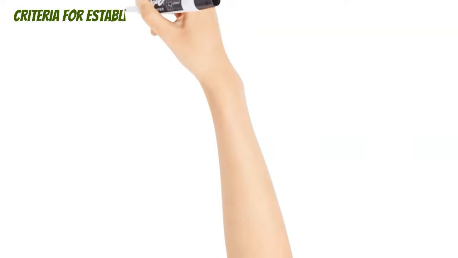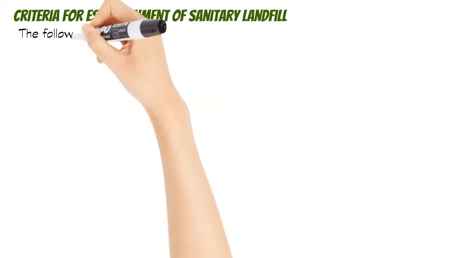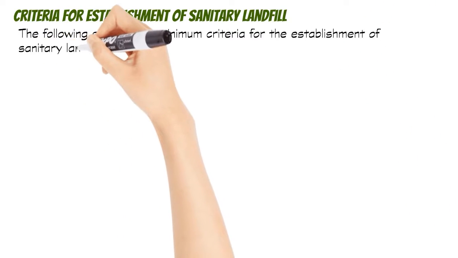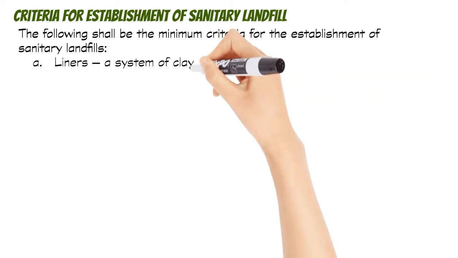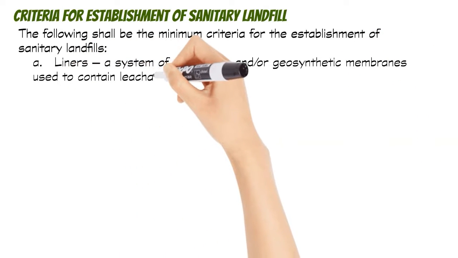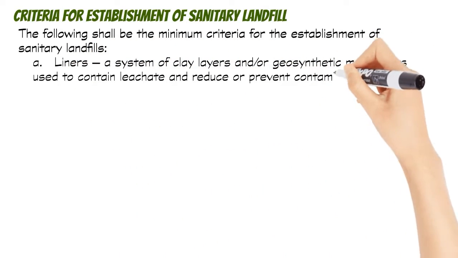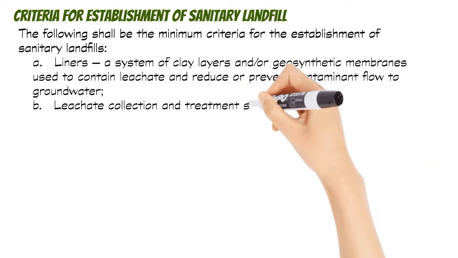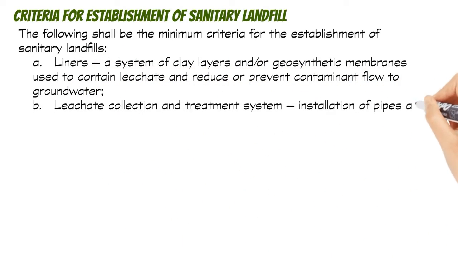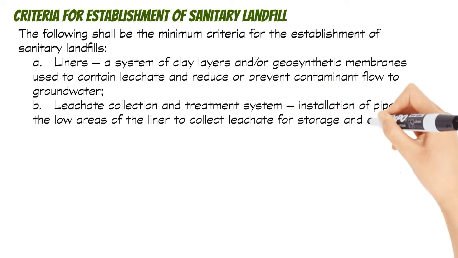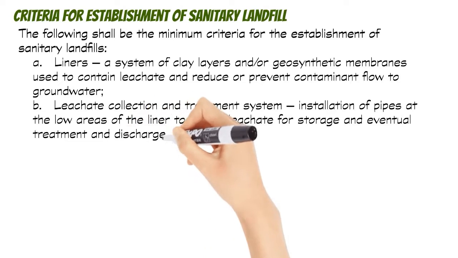Criteria for establishment of sanitary landfill. The following shall be the minimum criteria for the establishment of sanitary landfills. A. Liners. A system of clay layers and/or geosynthetic membranes used to contain leachate and reduce or prevent contaminant flow to groundwater. B. Leachate collection and treatment system. Installation of pipes at the low areas of the liner to collect leachate for storage and eventual treatment and discharge.